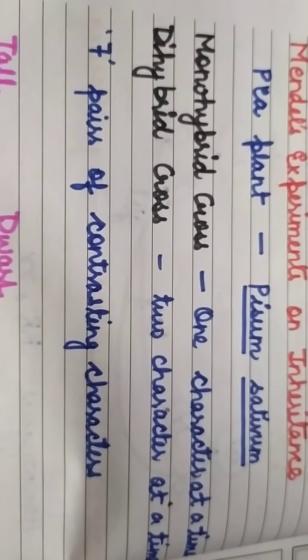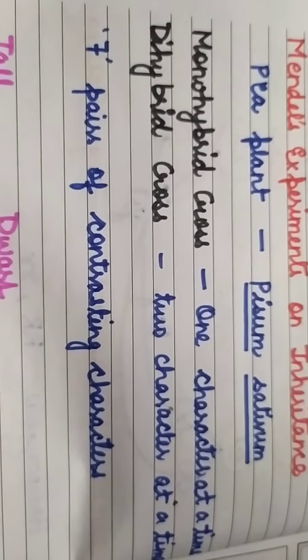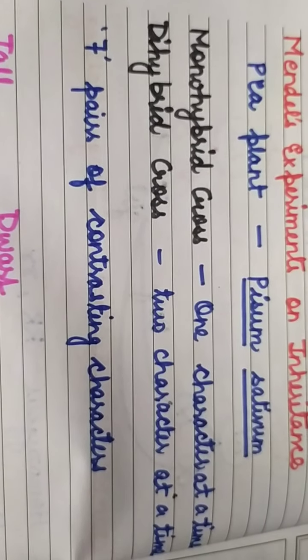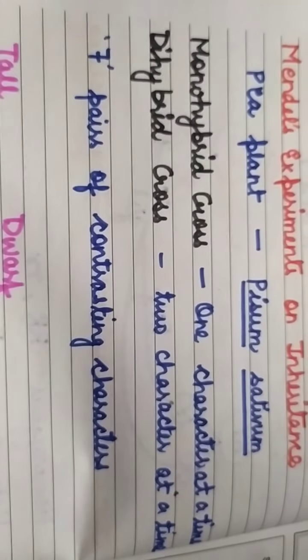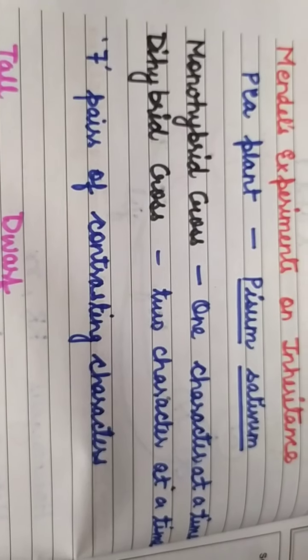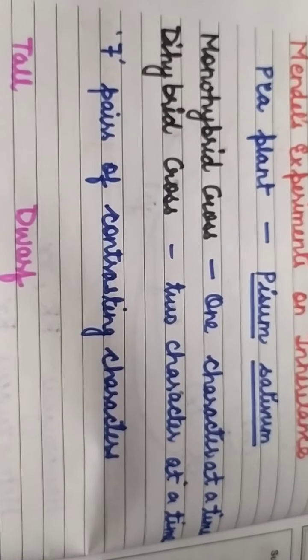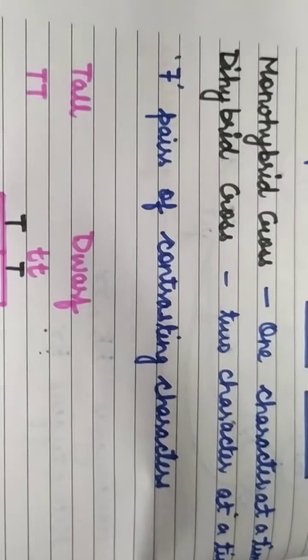He did 2 types of cross. One was monohybrid cross, another one was dihybrid cross. Mono means one, that means one character was selected at a time, and another one is known as dihybrid cross, that is 2 characters at a time. Di means 2, that means 2 characters were selected at a time. Now the first one is monohybrid cross.